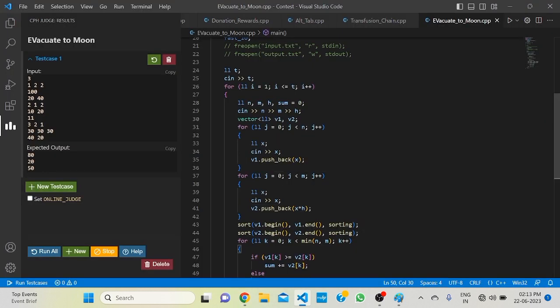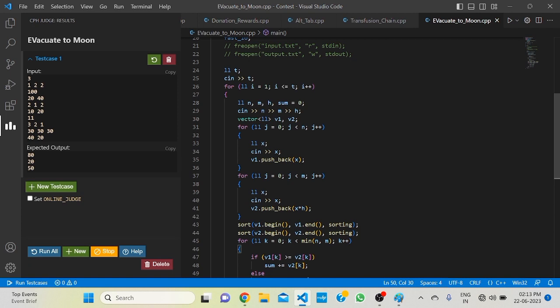So here we have taken input of test cases. Now we are given three variables n, m and h. n is the number of cars, m is the number of power outlets, and h is the time for which we have to provide the power. So we have taken input of all the three variables.